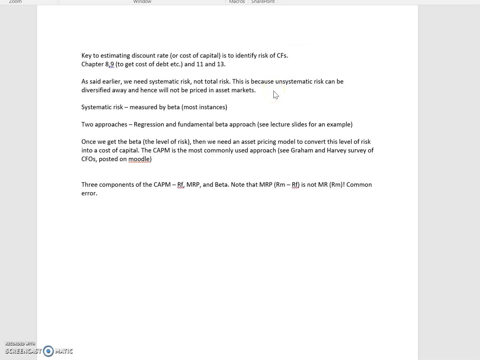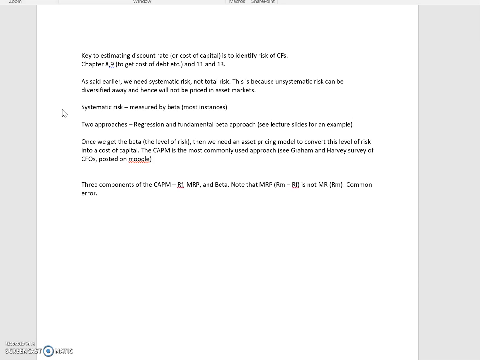So you're a risk-averse investor, you're going to get a compensation for holding risky assets, but if you can get rid of the unsystematic risk, then you will not get a compensation for taking on that unsystematic risk, because you can get away from it, you can diversify it away. So the only compensation you will get is for taking on systematic risk. So in most cases, we are going to measure systematic risk by beta.